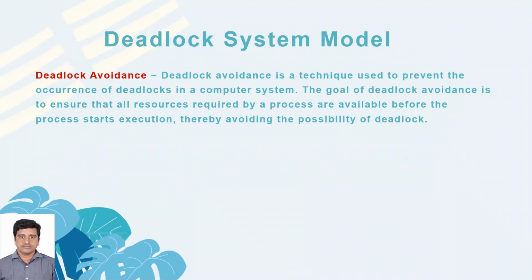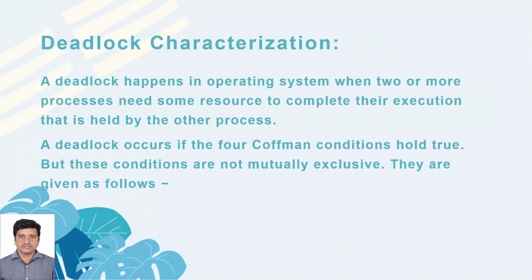Last one is deadlock avoidance. It is a technique used to prevent the occurrence of deadlock in the computer system. The goal of deadlock avoidance is to ensure that all the resources required by the process are available before the process starts execution, thereby avoiding the possibility of deadlock. So, deadlock characterization: deadlock happens in an operating system when two or more processes need some resources to complete their execution that are held by other processes.